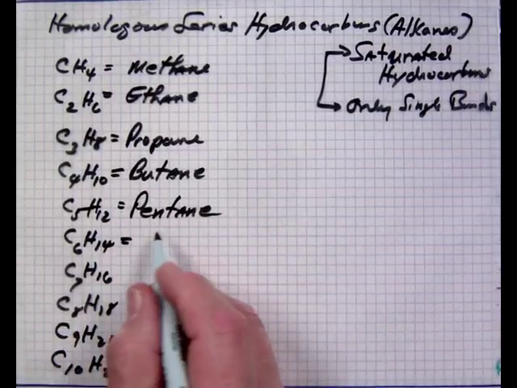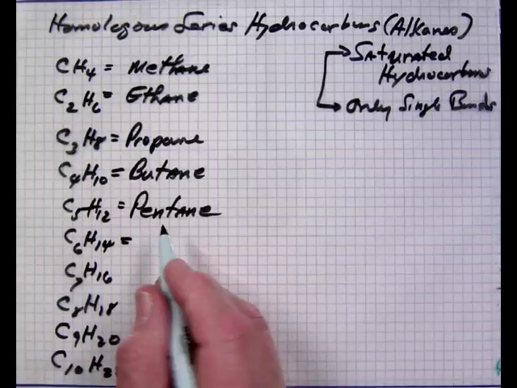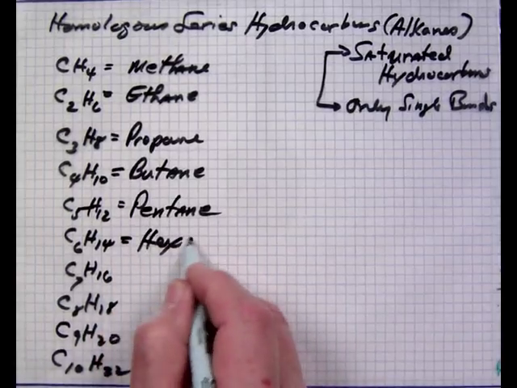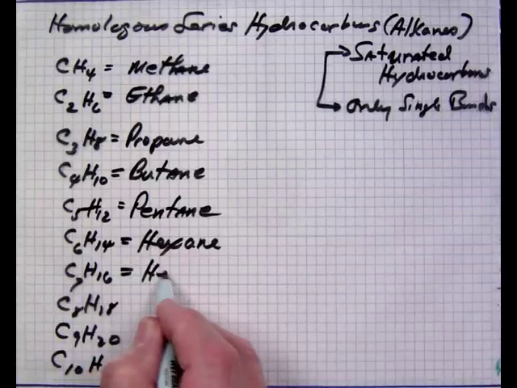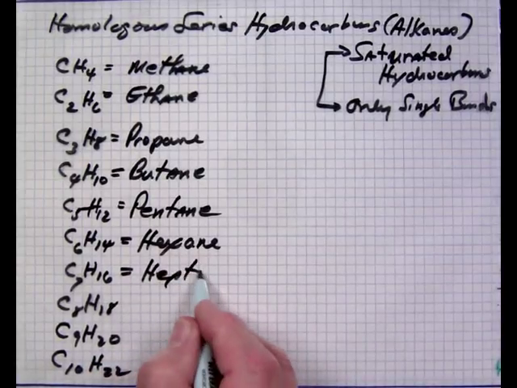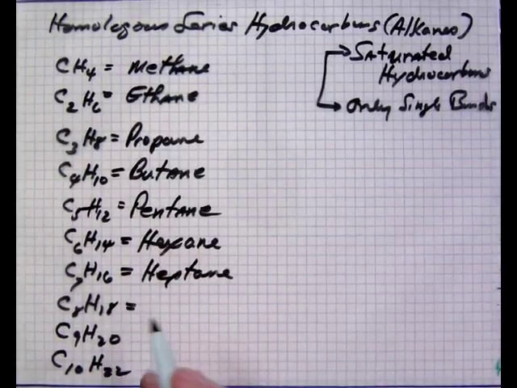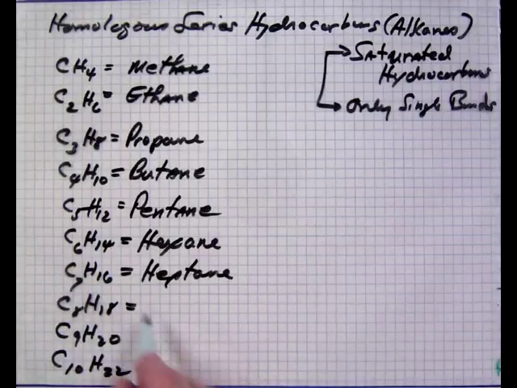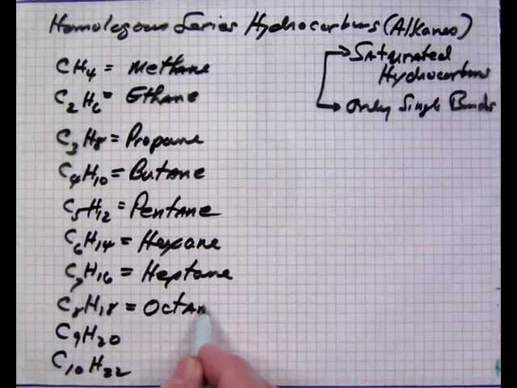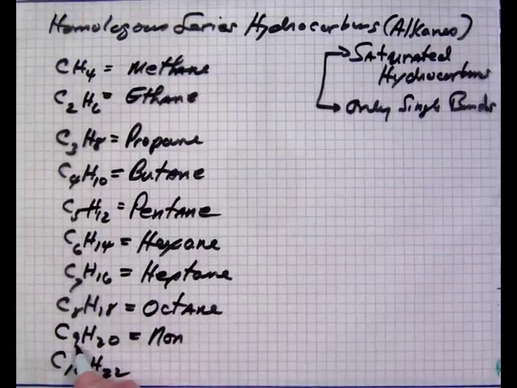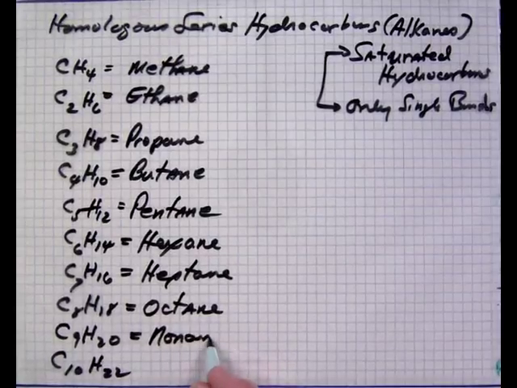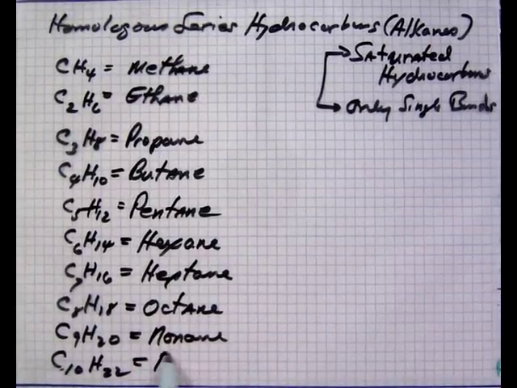6 is like SIX, hexane. 7 is hepta, or heptane. Good old C8 is octane. Nonane, N for 9, and 10 for decane.